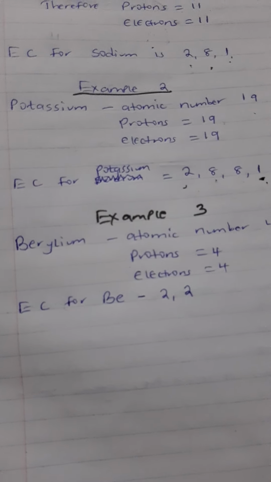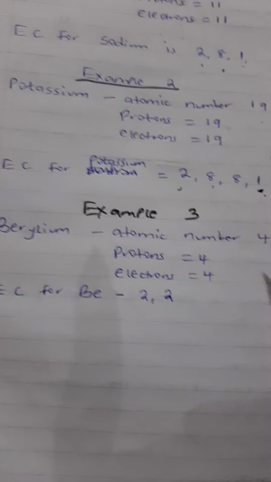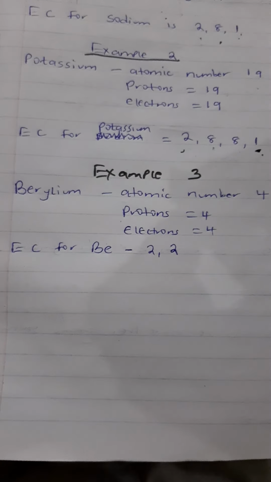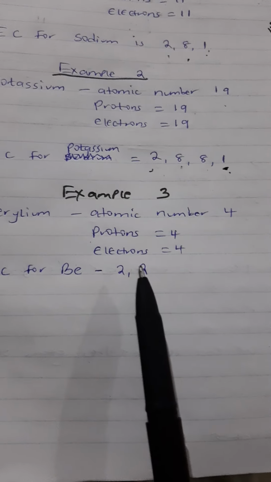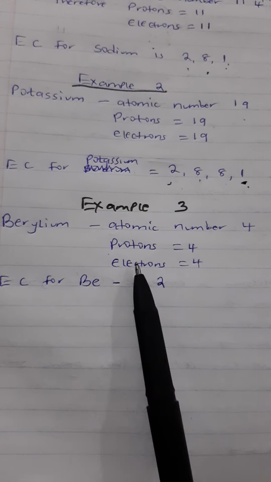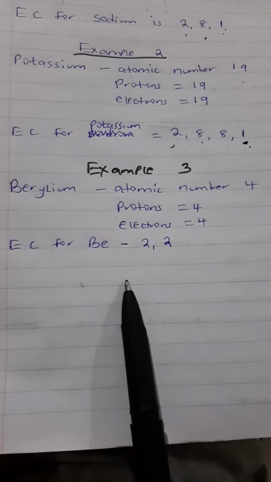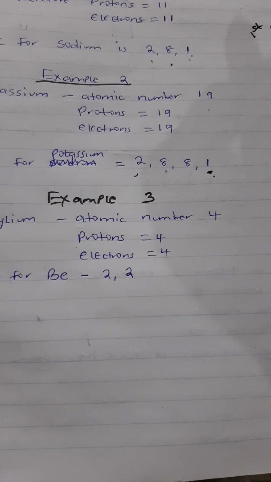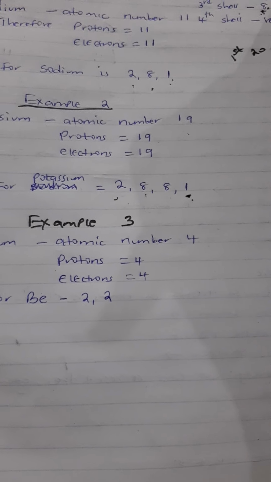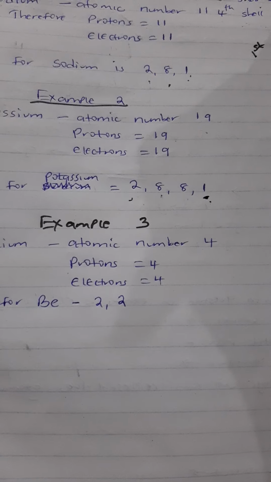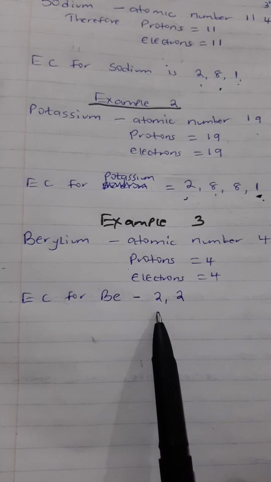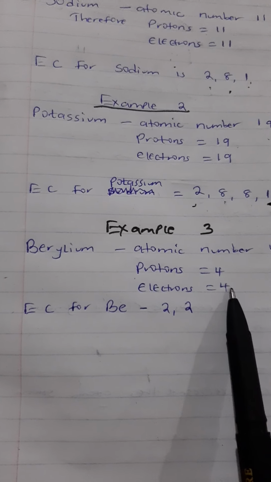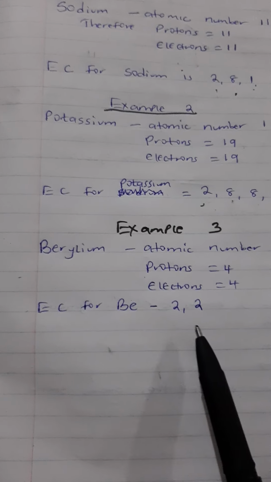Let's take another example of beryllium. Beryllium is atomic number 4. Okay, atomic number 4 means it has how many protons? 4, electrons 4. And so what will be the electron configuration? Go back to the first shell. We have said the first shell takes how many electrons? 2. So once you put 2, and remember total electrons is 4, it means you have 2 more electrons.